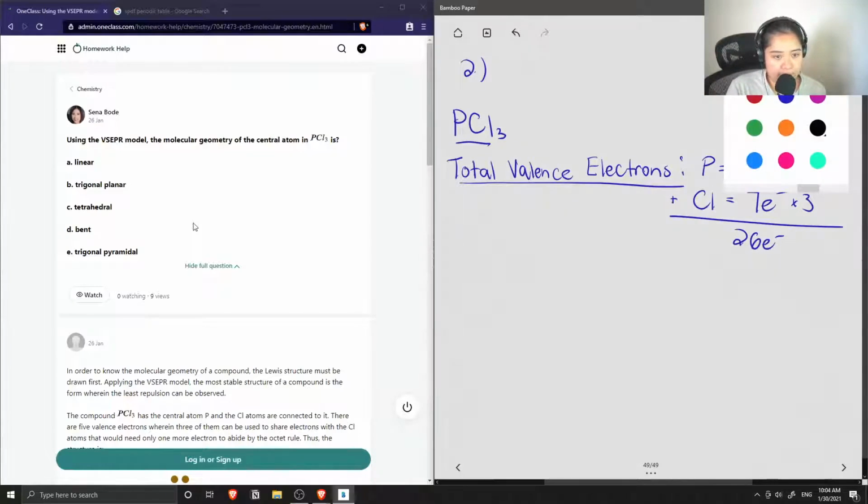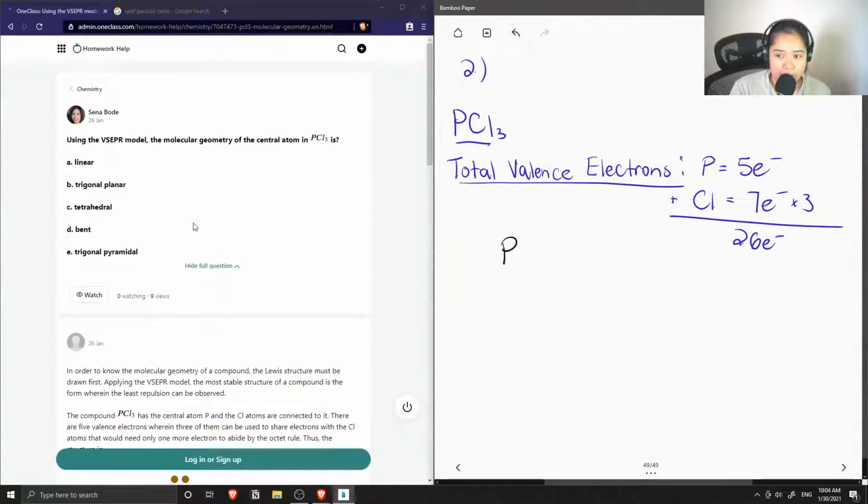So now let's try to draw out the skeletal structure of PCl3. So phosphorus will be our central atom since it is the least electronegative, and we can form 3 single bonds to chlorine. And from here, I'll also draw in all of the lone pairs that can be found on chlorine as well.